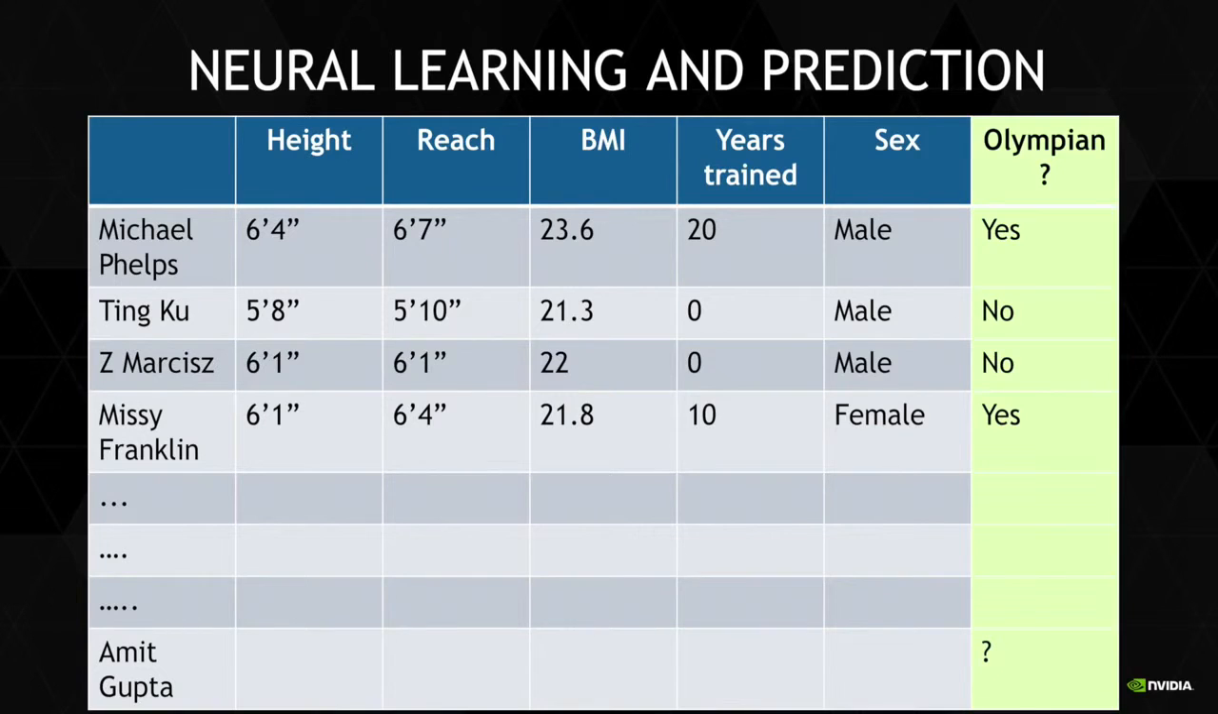And once you do that, we get to predict somebody else, like Amit, to see if he's an Olympian or not. And hopefully the model is accurate, then you can predict that he is. What's the answer?